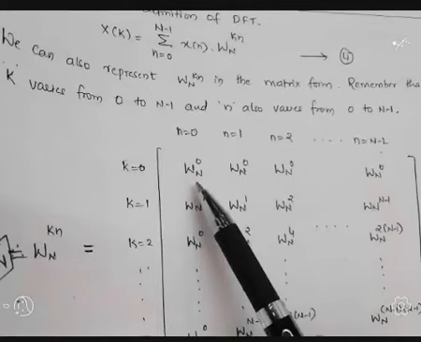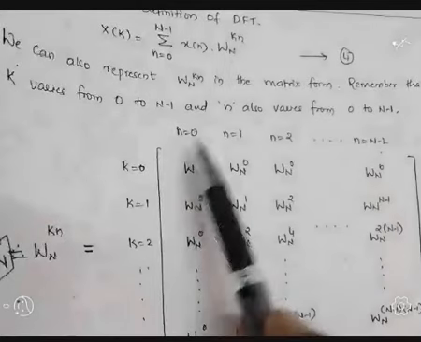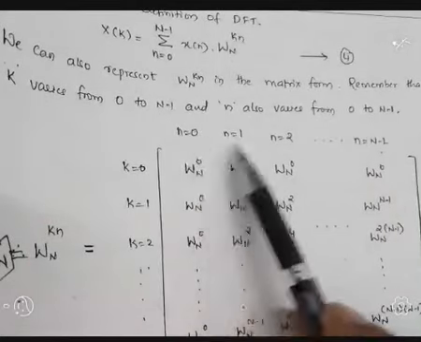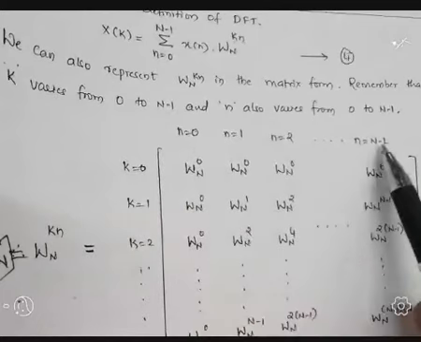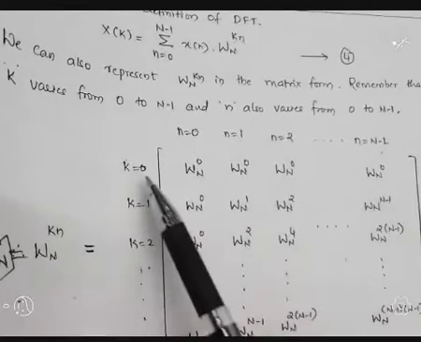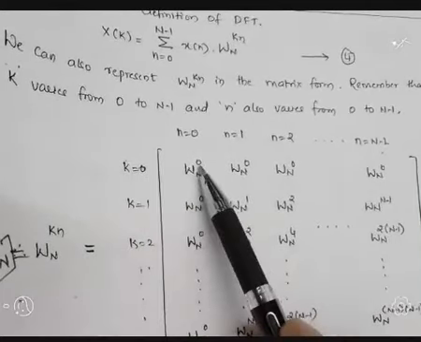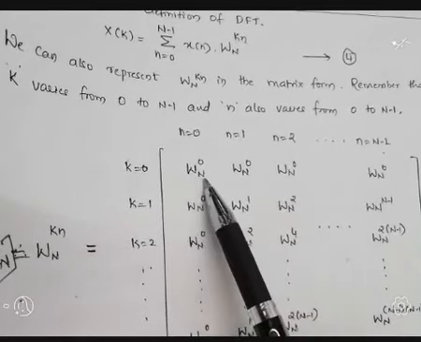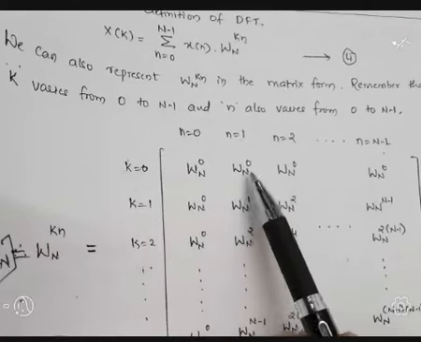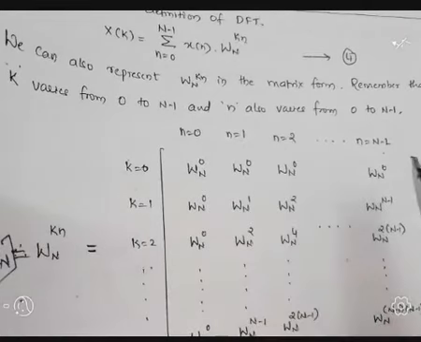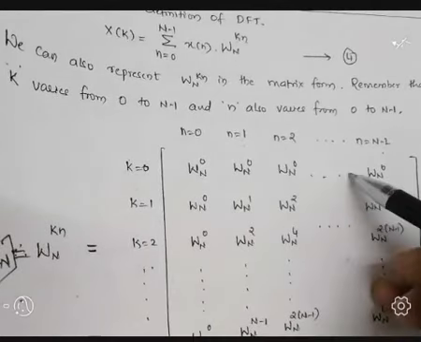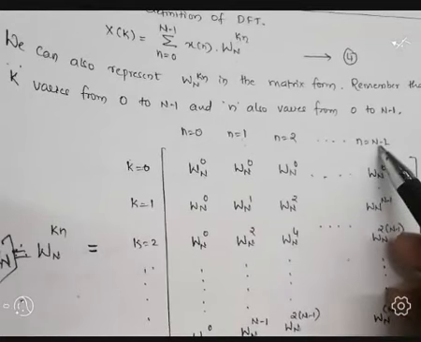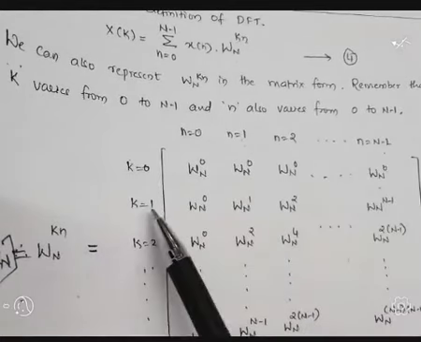W_N to the power 0, because k multiplied by n is there. n may be any value. n may be 0, 1, 2, 3, so on. It may be any value, but any value multiplied by 0 results in 0. Because of that reason, in the first row the elements, the power terms, are 0. W_N to the power 0, W_N to the power 0, so many terms up to where? Up to W_N to the power 0 up to n minus 1.